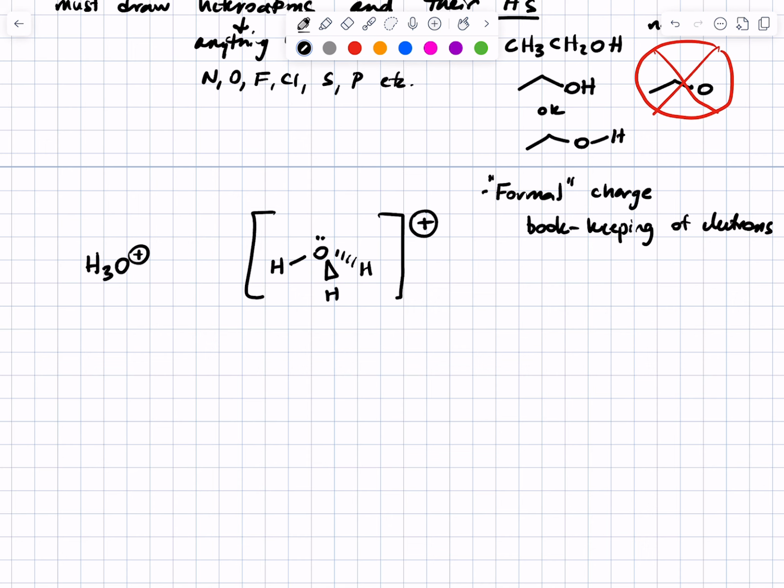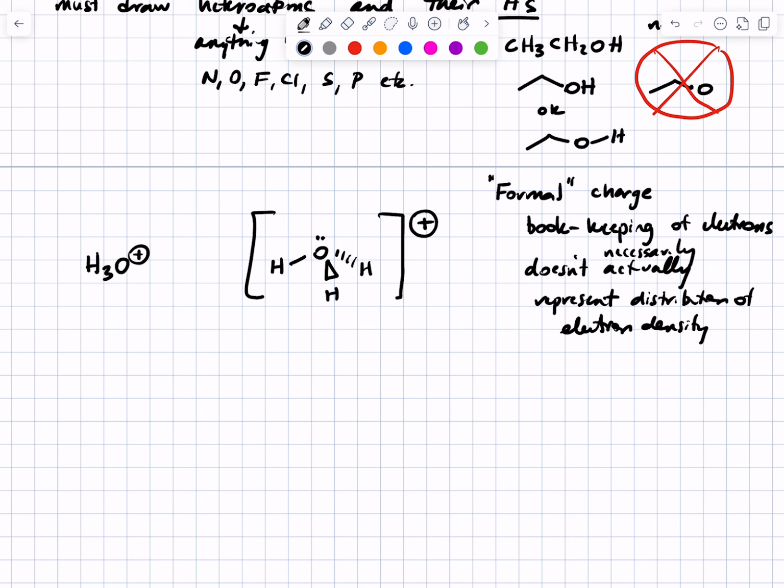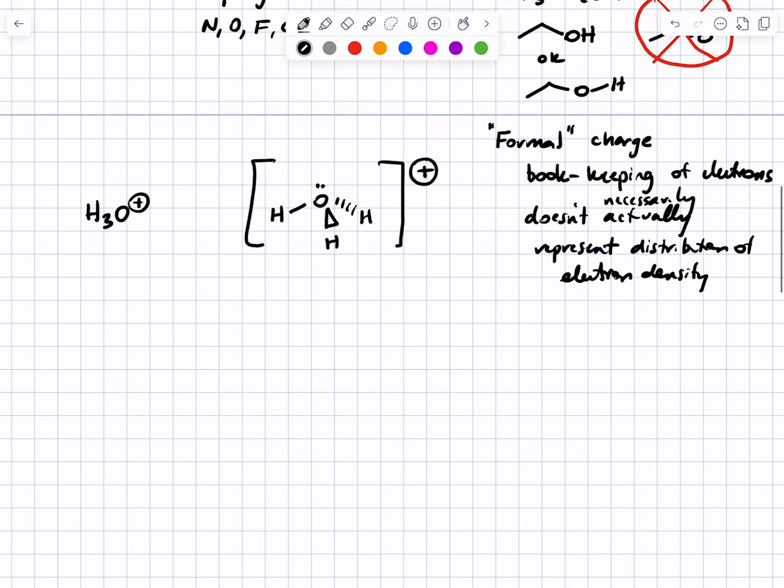Now, why is it called formal? Not because the charge is wearing a tuxedo, but because it doesn't actually represent distribution of electrons in a molecule. So formal charge doesn't necessarily actually represent distribution of electron density in the molecule. And I'll show you what that means in a moment. But to assign formal charge to an atom, you follow the following procedure.